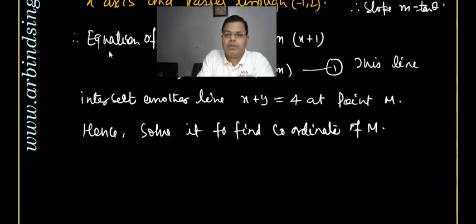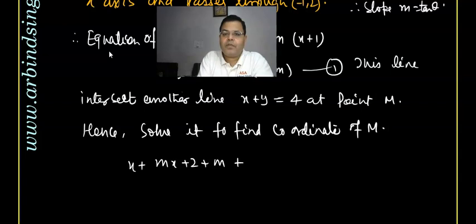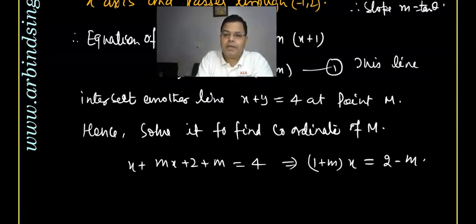x plus y is equal to 4, and y is equal to mx plus 2 plus m. So x plus mx plus 2 plus m is equal to 4, and that will be (1 plus m) into x is equal to 2 minus m, and therefore x is equal to (2 minus m) upon (1 plus m). And y is equal to, what is that?